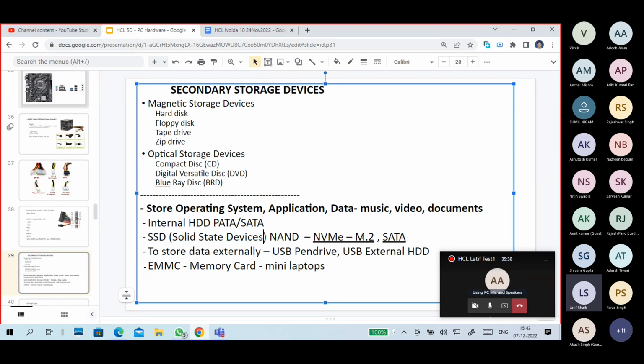In SSDs, there are two types of interface: SATA type and NVMe M.2 interface SSD. And you can store data externally also. Like if I have to transfer data or store a huge amount of data, I can store it on my pendrives or on a USB external hard disk.